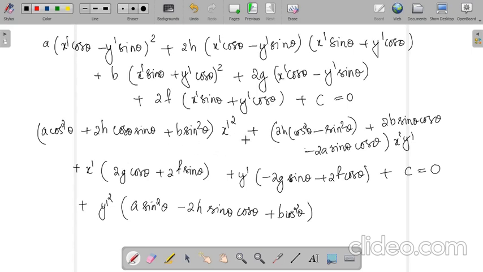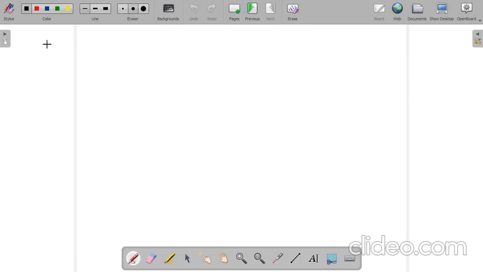So it is in the form a x dash square plus 2h x dash y dash, then you have b y dash square, then 2g x dash plus 2f y dash plus c, okay, let me write here, equal to 0. So this is our equation. And now when we convert to canonical form, the first step we have seen in the last class is to make the coefficient of x dash y dash 0. So here we will choose theta such that the coefficient of x dash y dash is equal to 0.